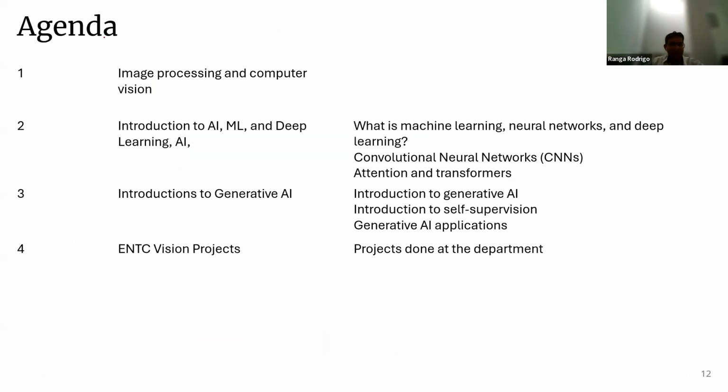So today we will look at image processing and computer vision. As we did, okay, we are done with that, and now we will look at an introduction to AI, ML, and deep learning, and where these things fit. So what is machine learning? What are neural networks? What is attention? What is attention used in transformers? We will briefly look at those things. And I will briefly talk about what generative AI means and show some of the projects that we have done at the department.